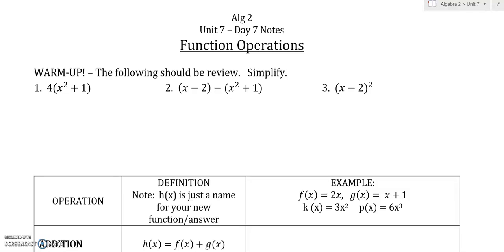Hi, we're in Unit 7, Day 7 Notes, Function Operation. Quick warm up on the top. I'm going to go through this pretty quick.